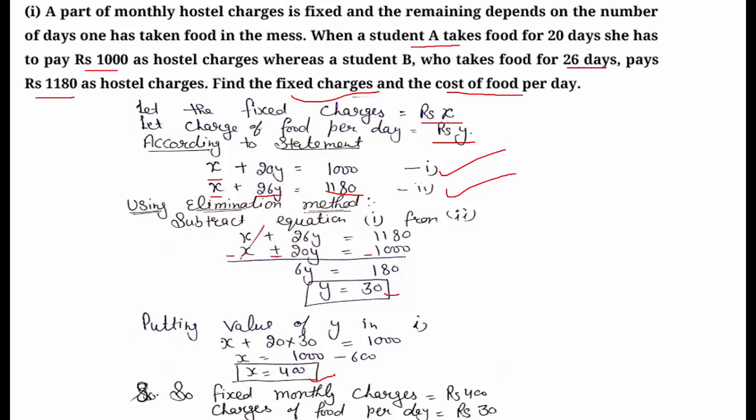Don't leave the question here. Given this, if you write this, it gives you half or 1 mark. If you do not write this, then half or 1 mark will be deducted. So write what you have left: the fixed monthly charges is rupees 400 and charges of food per day rupees 30.